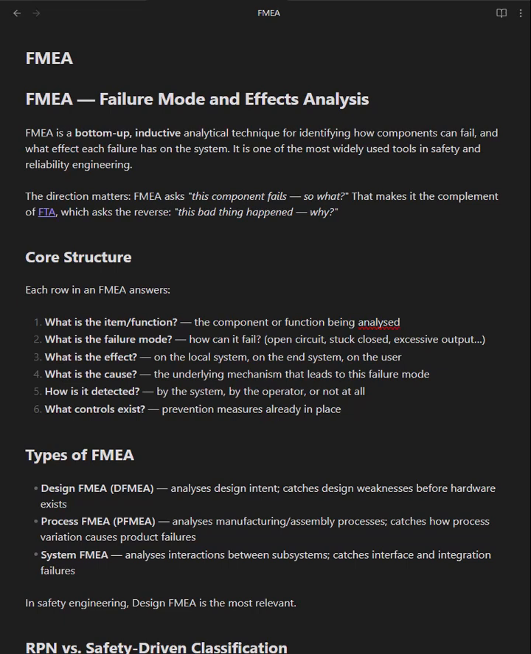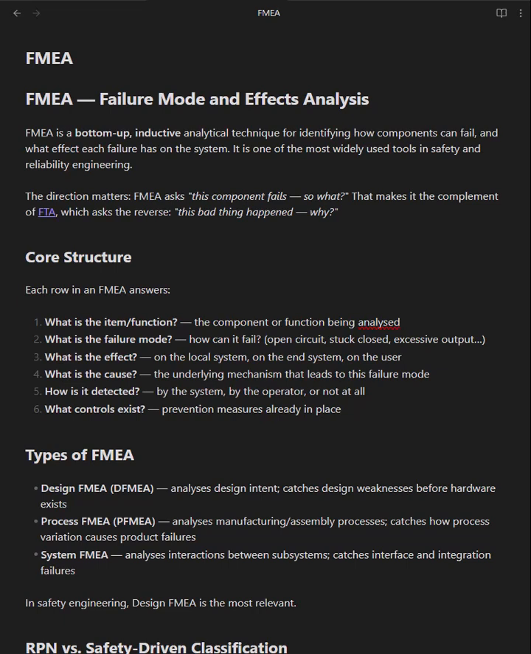So we start by scoping the item or the function. We just mentioned the different levels: subsystems, components, parts, and what their functions are. And then we assign failure modes to those elements. One component could present several failure modes, like an open circuit, stuck closed, or excessive output, as you can see there. Also, what are the effects of these failure modes?